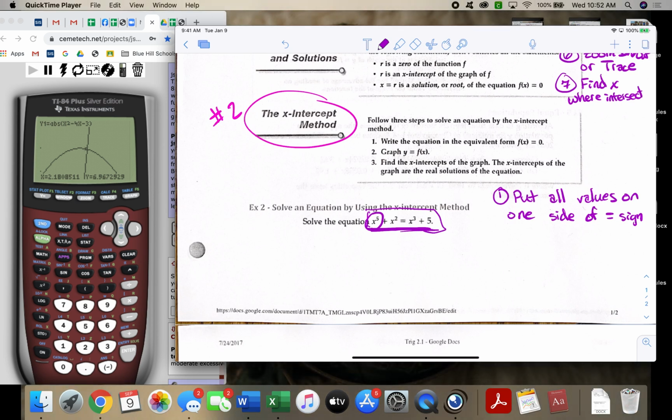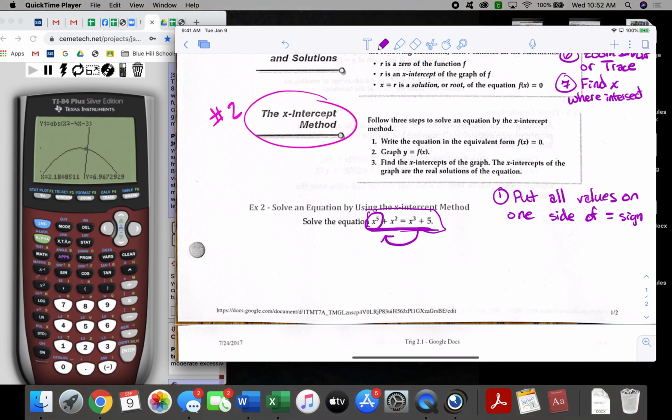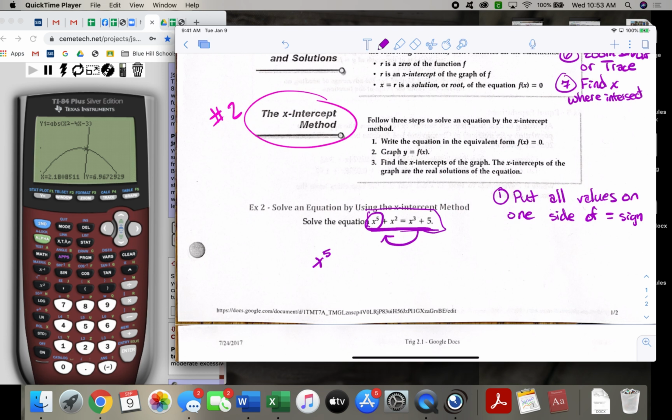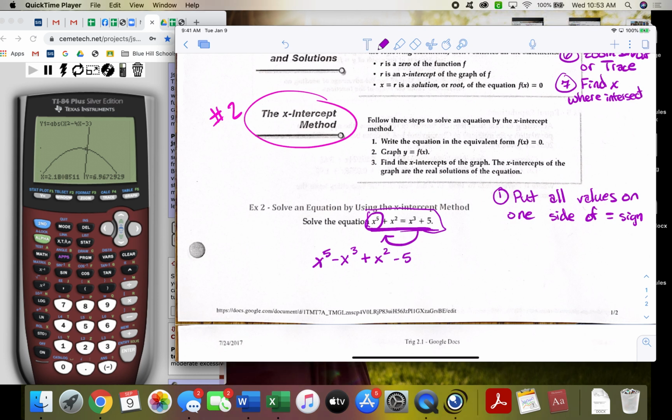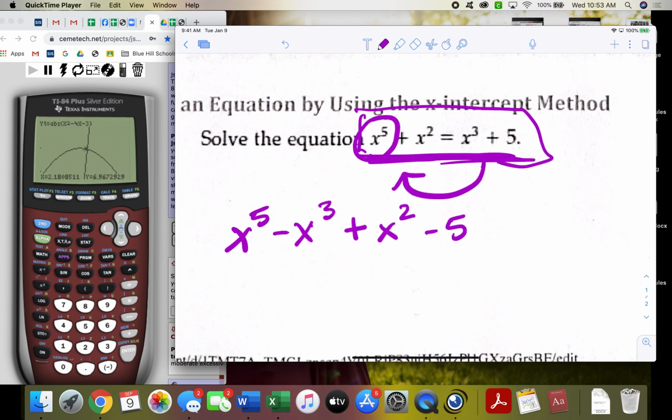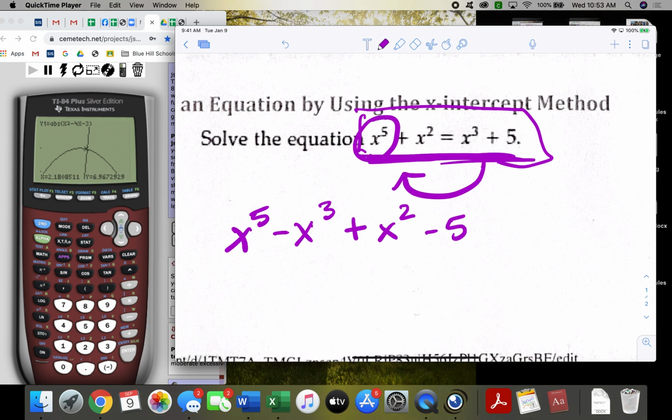So if I move these over here, I'll still have x to the 5th power, but what will come next? Minus x to the 3rd, because it'll be negative now, okay? Plus x squared minus 5. Do you see how we did that? The x cubed and the 5 will become negative. Okay? And what will that be equal to?